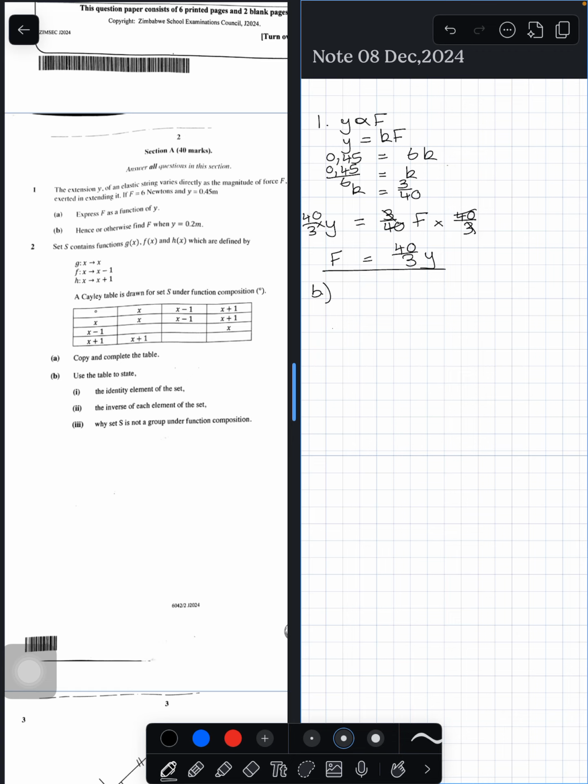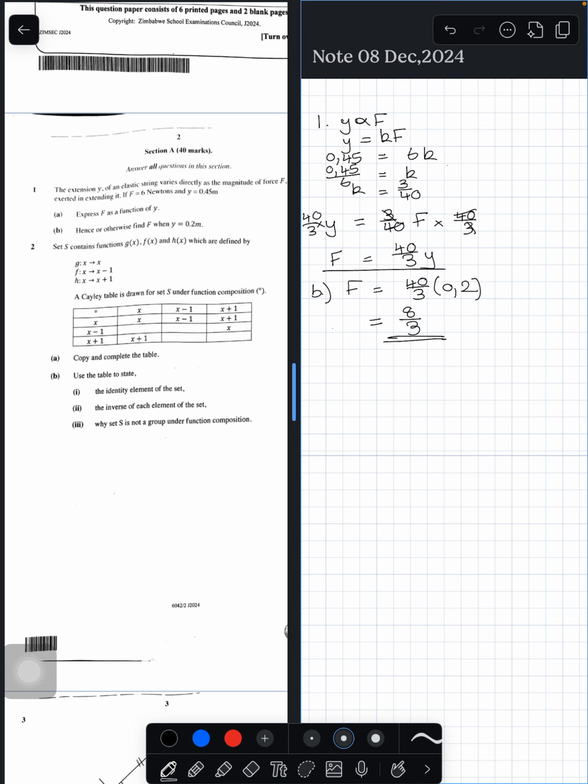Then part B. Part B requires us to find the value of F when y equals 0.2. So we're just substituting. In place of y, we put 0.2. So 40 over 3, you punch in your calculator, 40 over 3 times 0.2, what do you get? 8 over 3. So therefore F is equal to 8 over 3. You underline your answer. Moving on to the second question.